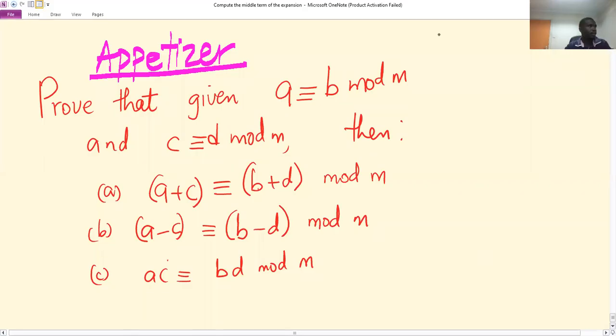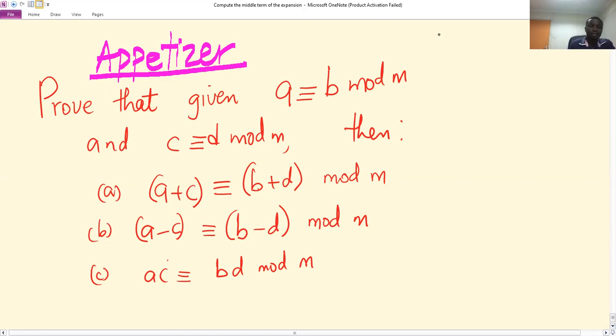Welcome to this session. Here are 3 problems for us to prove based on congruence. So we are given that A is congruent to B modulo M, C is congruent to D modulo M. Then we have to show that A plus C is congruent to B plus D modulo M, and A minus C is congruent to B minus D modulo M, and A times C is congruent to B D modulo M.